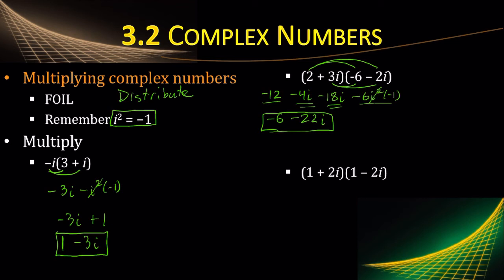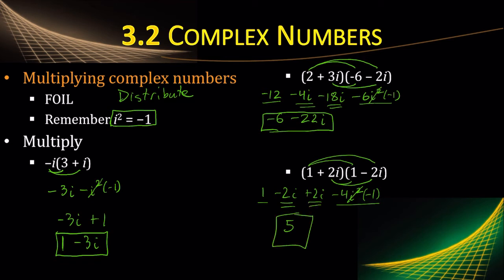And then our last one. We'll have 1 times 1. 1 times negative 2i. 2i times 1. And 2i times 2i are negative 4i squared, because the i times i makes i squared. i squared is negative 1. So that'll become like a plus 4. So I'll have 1 plus 4. And then I have negative 2i plus 2i, which is, they cancel out, 0. So our answer is simply 5.